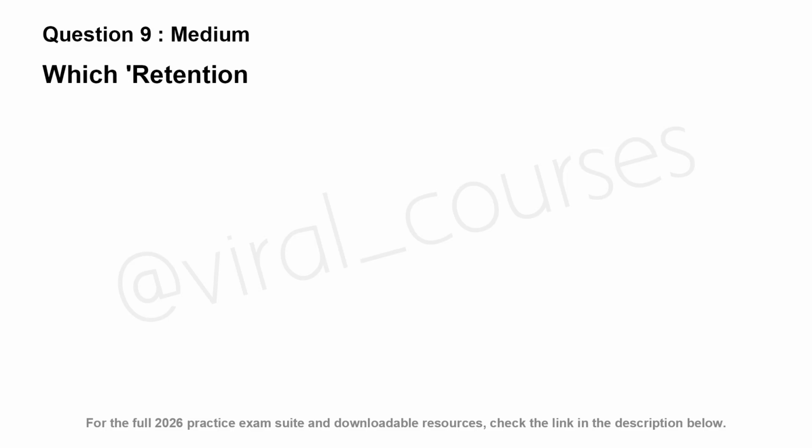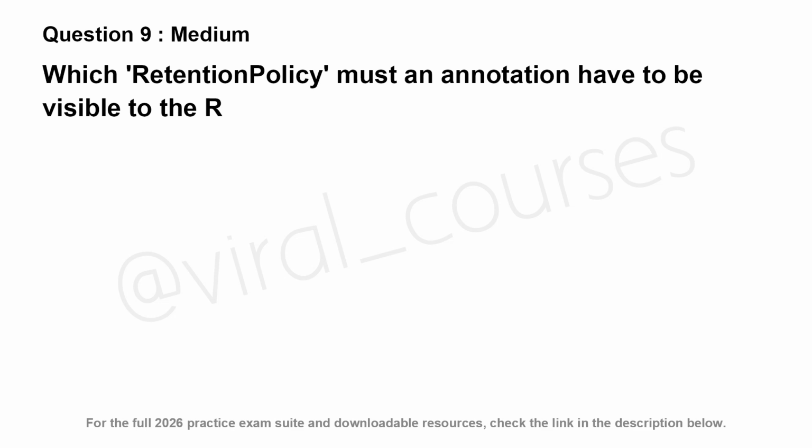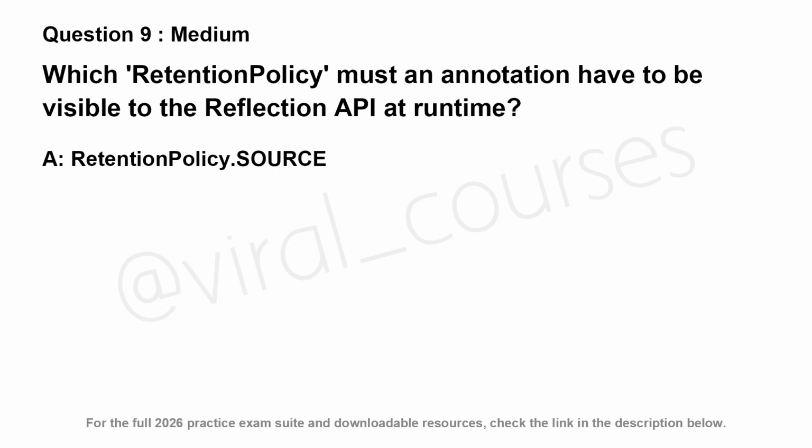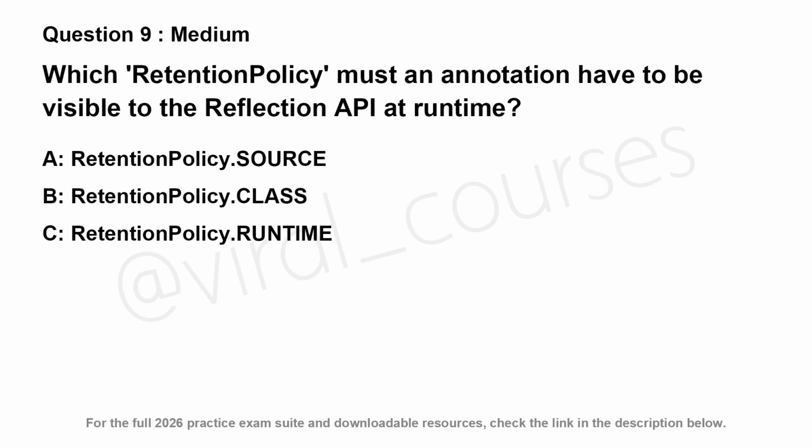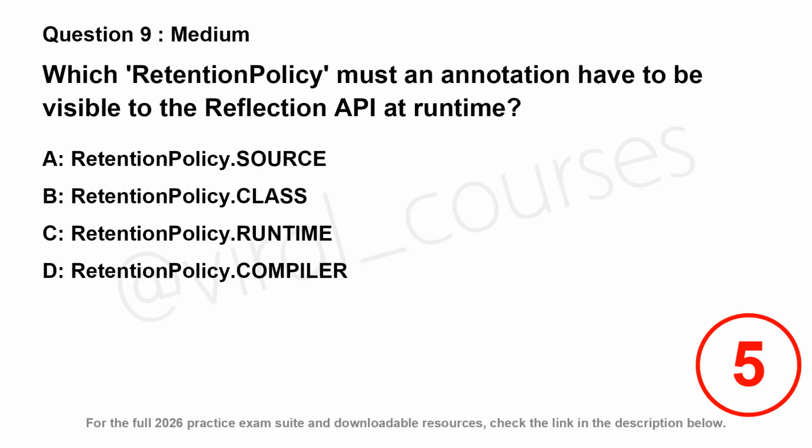Which retention policy must an annotation have to be visible to the reflection API at runtime? Option A. RetentionPolicy.SOURCE. Option B. RetentionPolicy.CLASS. Option C. RetentionPolicy.RUNTIME. Option D. RetentionPolicy.COMPILER.